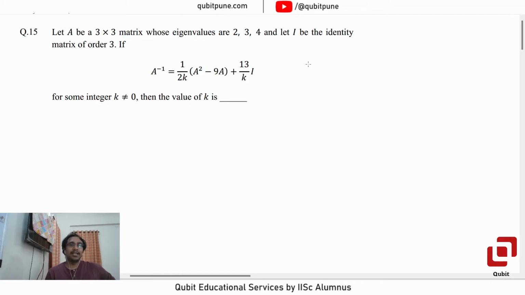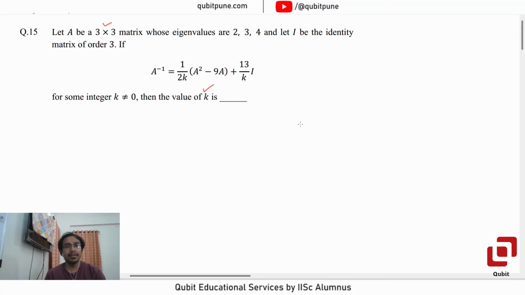Question 15 on linear algebra. Let A be a 3 by 3 matrix whose eigenvalues are 2, 3 and 4, and I be the identity matrix of order 3. If A inverse is equal to 1 upon 2k into A squared minus 9A plus 13 upon k into I for some integer k not equal to 0, then the value of k is. This is a numerical answer type question. It's a pretty simple one.